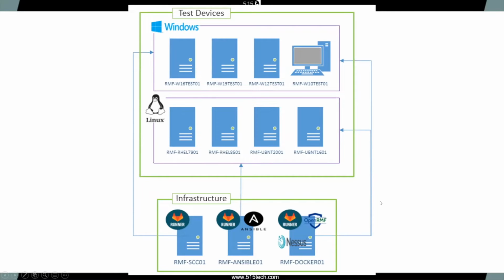So one of which is the GitLab runner. We're also using Ansible, some Python, some shell scripting, some PowerShell, as well as the OpenRMF Pro and Nessus. And those are our infrastructure components that are being used. Some of these are running in Docker containers, so that's why they're listed on the Docker host.